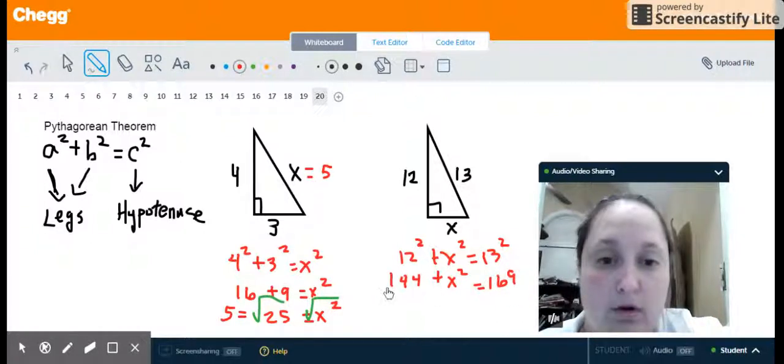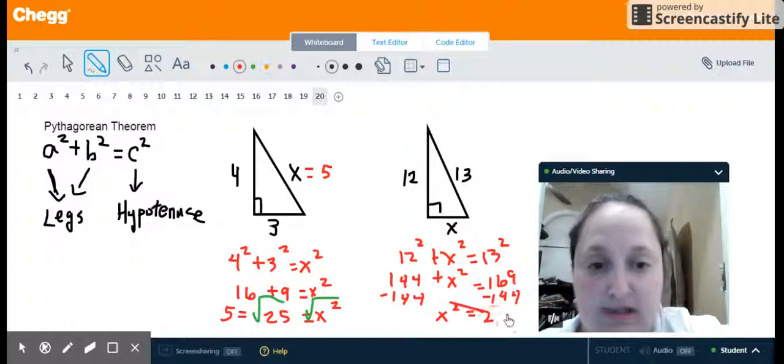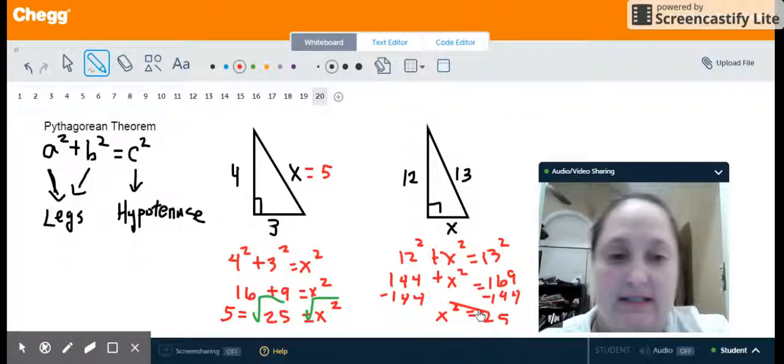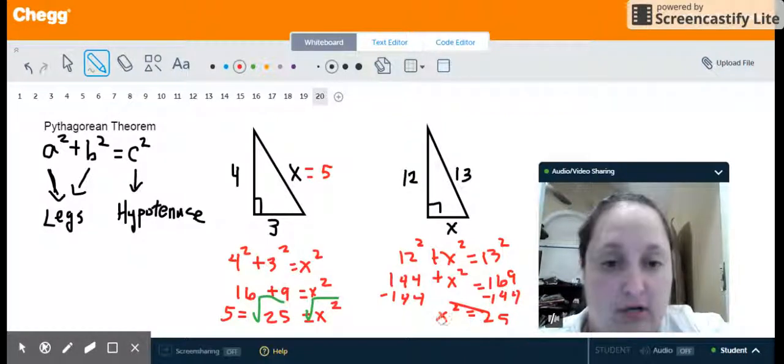Okay, in order to get x by itself, I'm going to subtract 144 from both sides. So that means x squared equals 25. Uh-oh, we're noticing a coincidence to the last problem. It was 25 as well. I'm not sure why that line does that. Sometimes it does that. So what we're going to do to get rid of the square is once again do the inverse or the opposite, which is take the square root. So in this case, x is also 5.